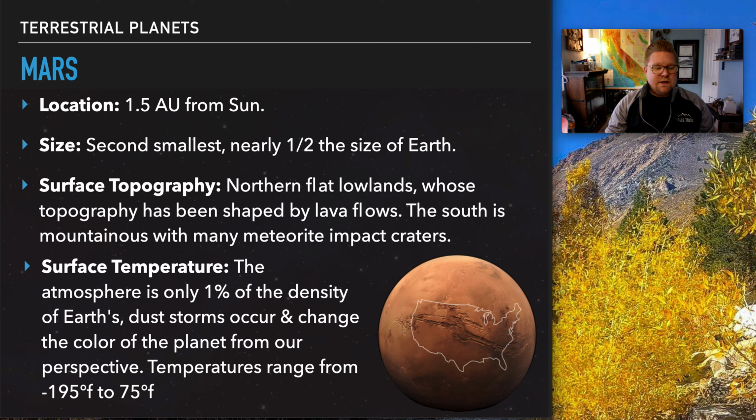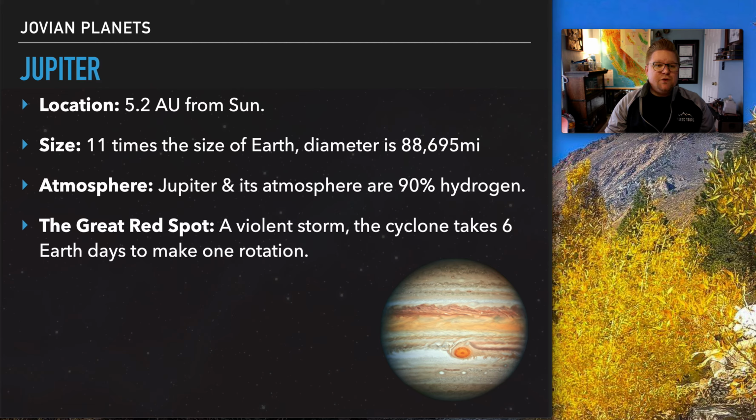Now, moving into Jovian planets, we'll look at Jupiter. Jupiter is about 5.2 astronomical units from the Sun. It's about 11 times the size of the Earth. The diameter alone is 88,000 plus miles. The atmosphere, well, what's unique about it is that it's pretty much 90% hydrogen, then a mixture of other greenhouse gases. But what's most observed about this is the Great Red Spot, which is this guy right here.